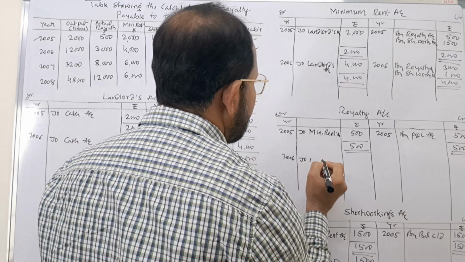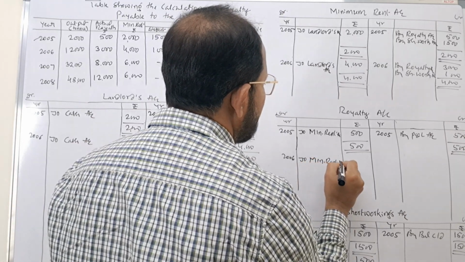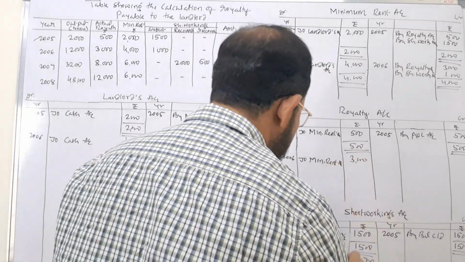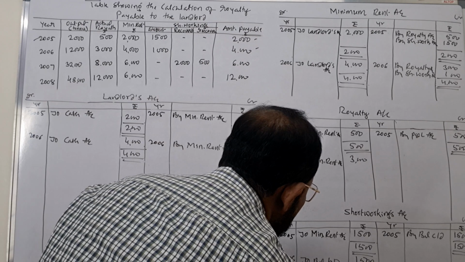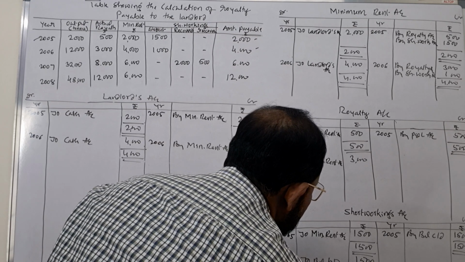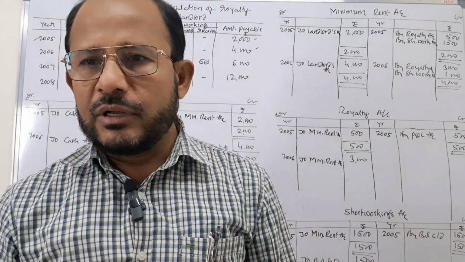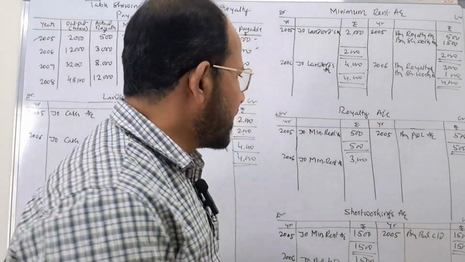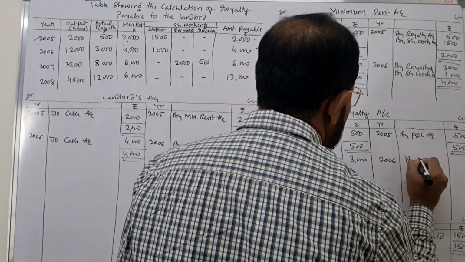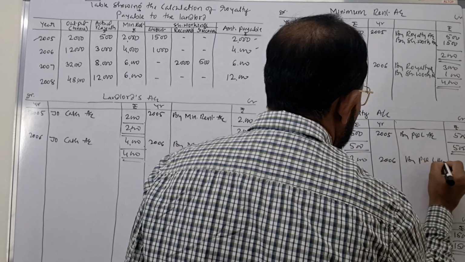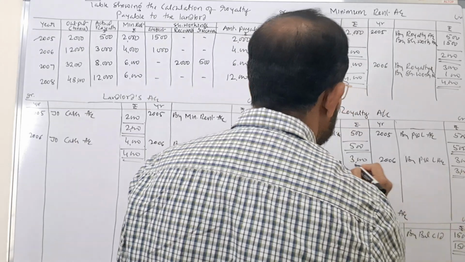Now the corresponding entry, even in the royalty account and short workings account, we have to post. By here, to minimum rent account with the amount of actual royalty. Here you write to minimum rent account, rupees how much? Rupees 1000. How do you close royalty account? Royalty account is closed by transferring the balance to P&L account. Very simple thing. By profit and loss account rupees 3000. Now royalty account gets closed.